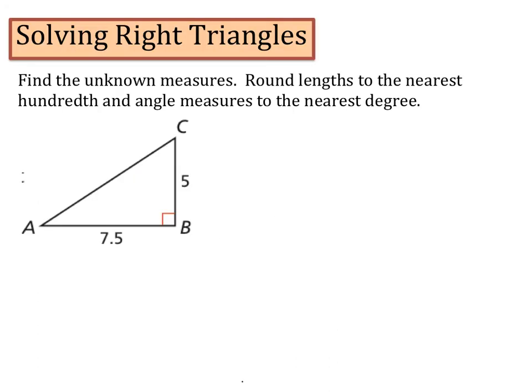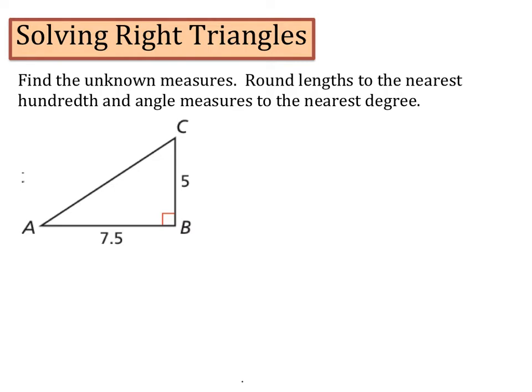So the definition of solving a right triangle is to find all the angle measurements and all the side lengths. In this example right here, we're given two of the side lengths and we know one of the angle measurements is a 90-degree angle. So we can use all that information to help us find the other measurements of this triangle, that being the side lengths and the angle measurements. The first thing I want to do is find the angle measurements.